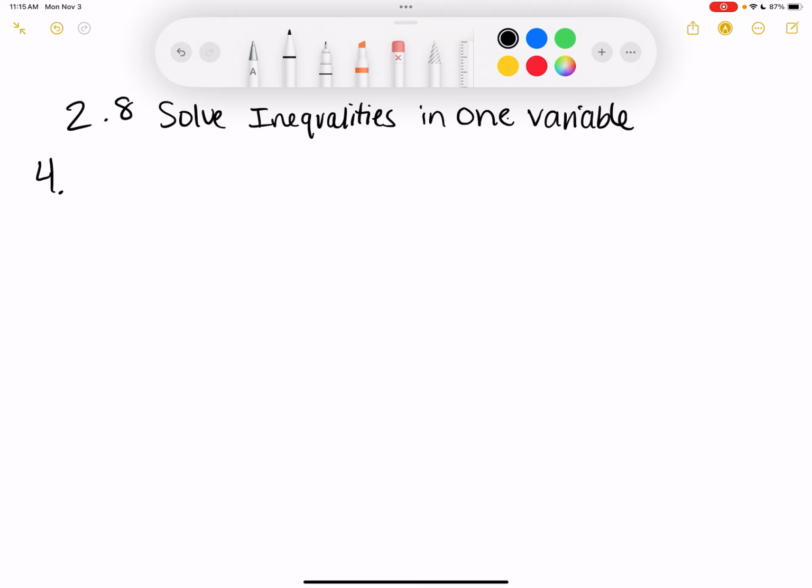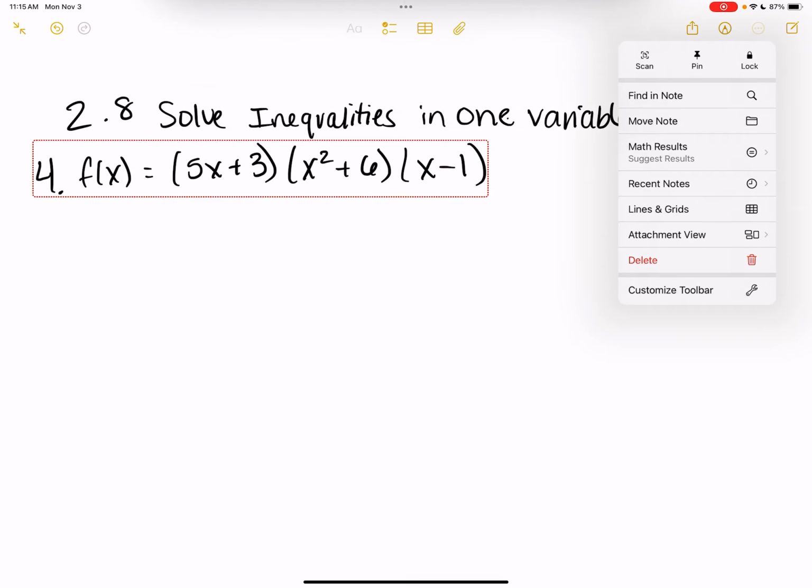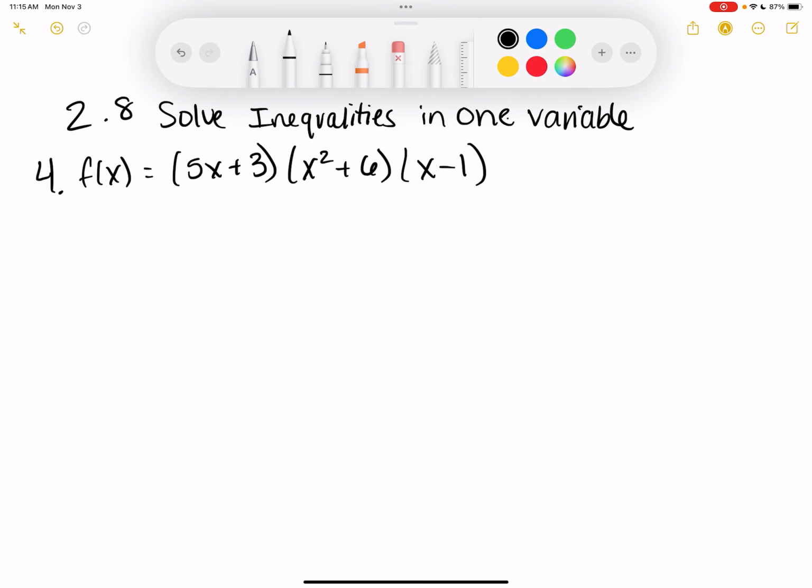So number 4, f of x is equal to 5x plus 3 times x squared plus 6 times x minus 1. So the easiest thing to find are the zeros, obviously, because we just set this equal to 0 and solve. So I would have zeros at x equals negative 3/5, at x is equal to plus or minus the square root of 6, and at x is equal to 1. Or sorry, the negative 6.